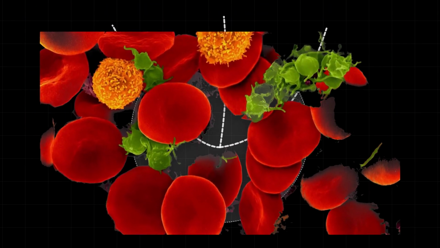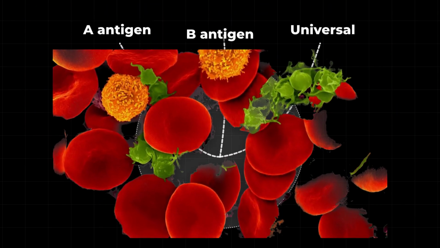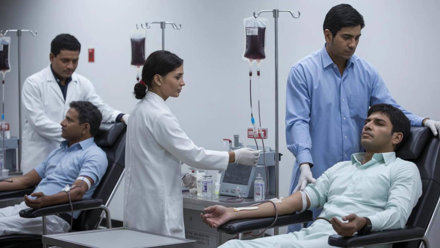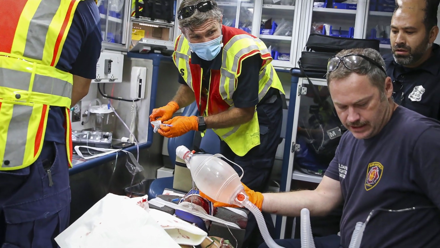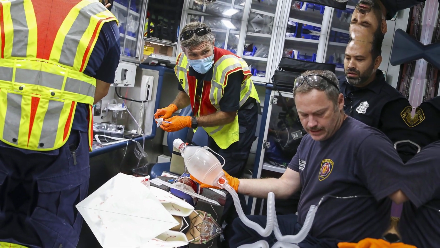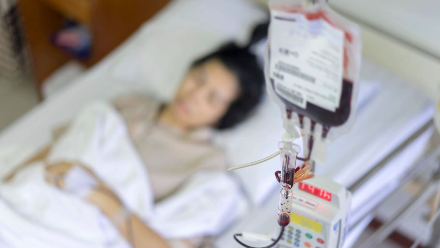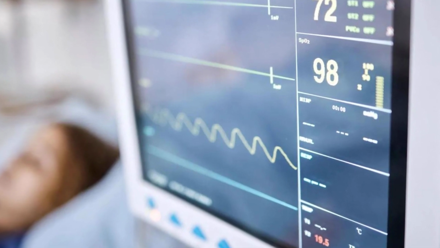Because AB red blood cells carry both A and B antigens, the immune system sees all blood types as safe. That makes AB the universal recipient. In a critical emergency, an AB patient can receive red cells from anyone, O, A, B, or AB, positive or negative. Their body accepts it all. But that tolerance comes at a cost.